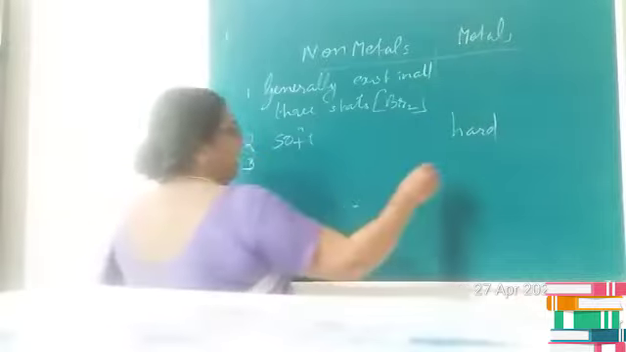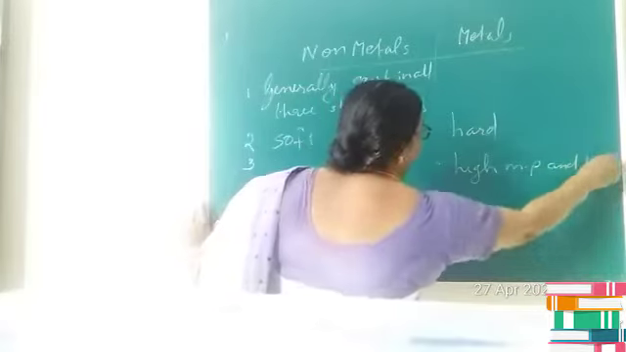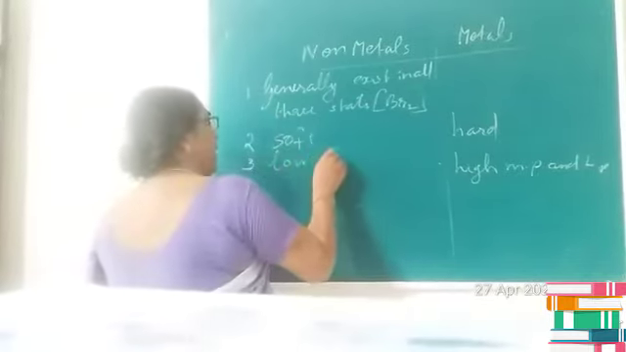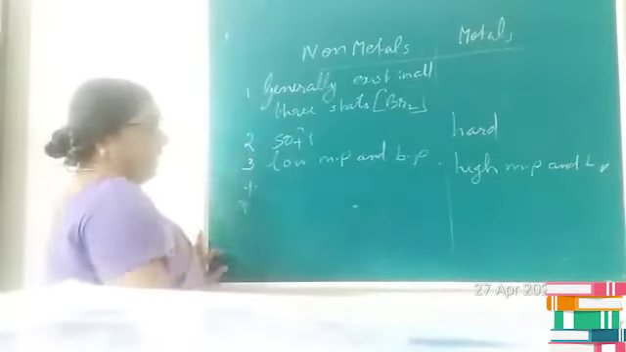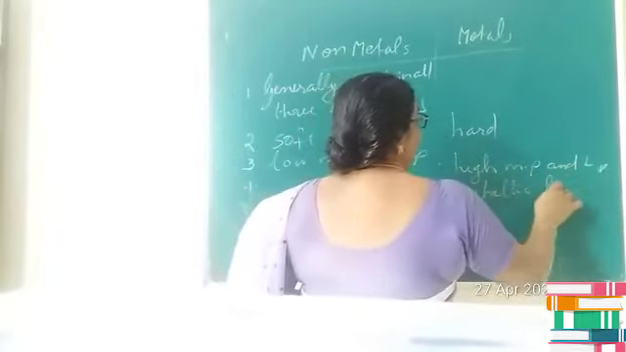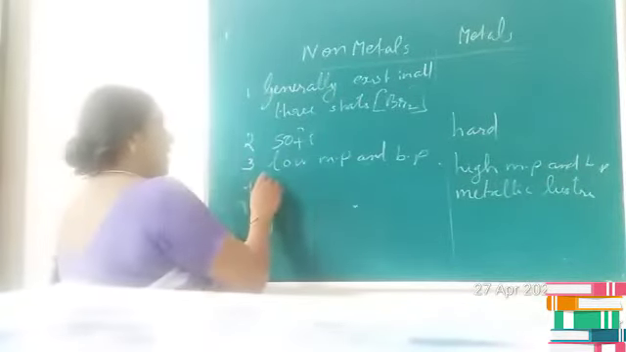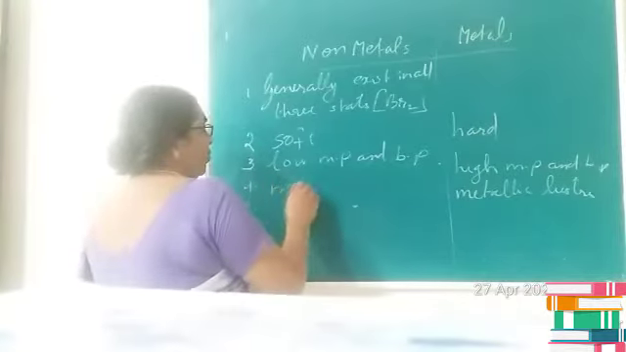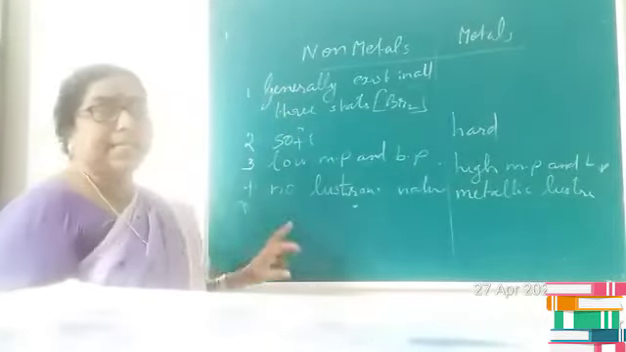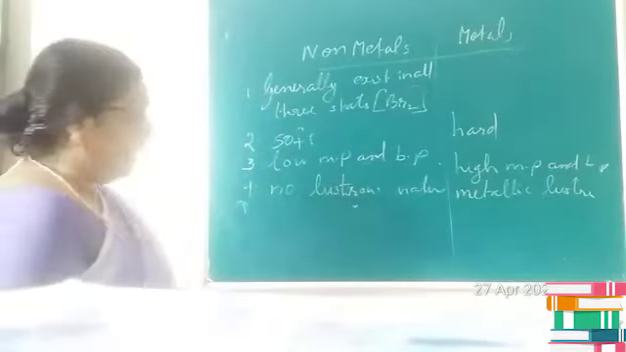Third one, metals generally possess high melting and boiling points, but non-metals have low melting and boiling points. Then we have seen that metals possess a shining surface which is termed as metallic luster. Non-metals are non-metallic. They don't have a shining surface, so no lustrous nature. But iodine possesses a shining surface, that is an exception. Otherwise generally non-metals are non-lustrous in nature.